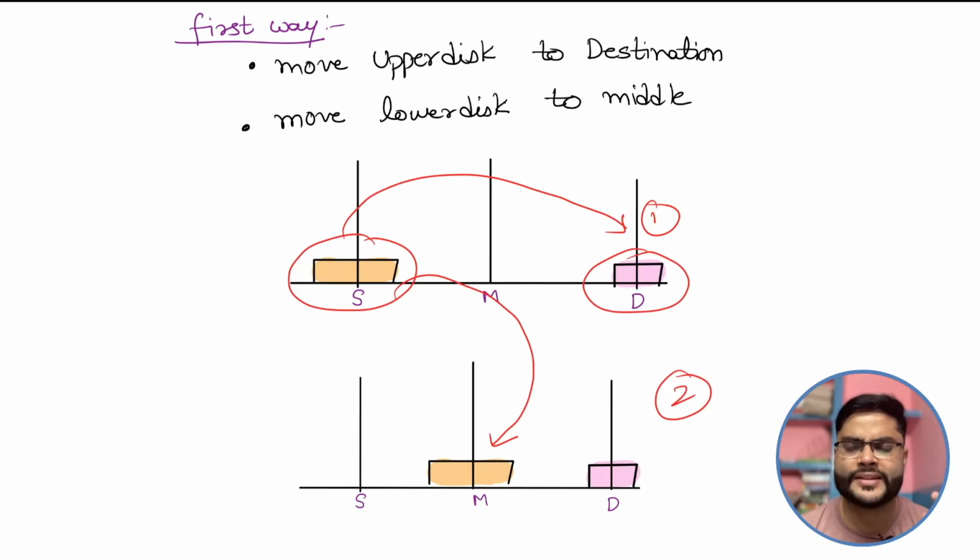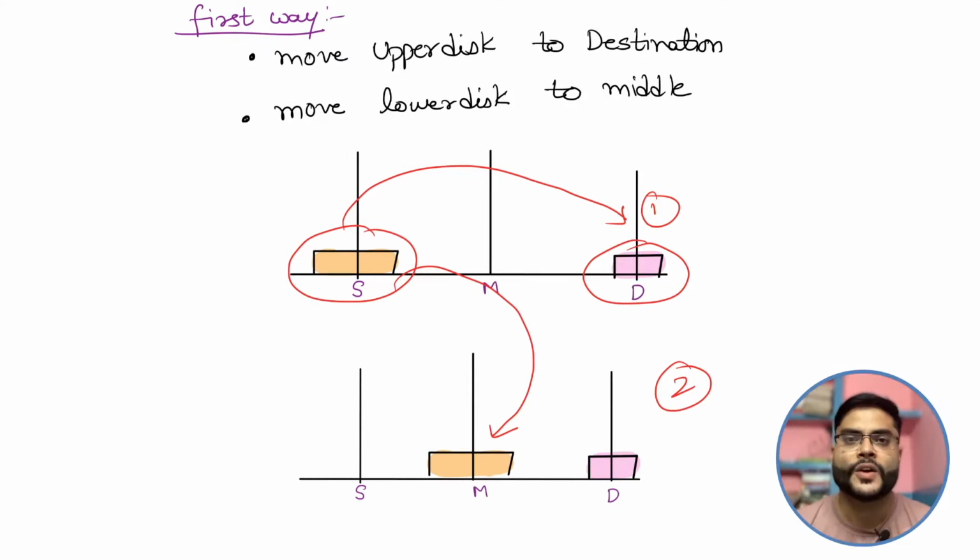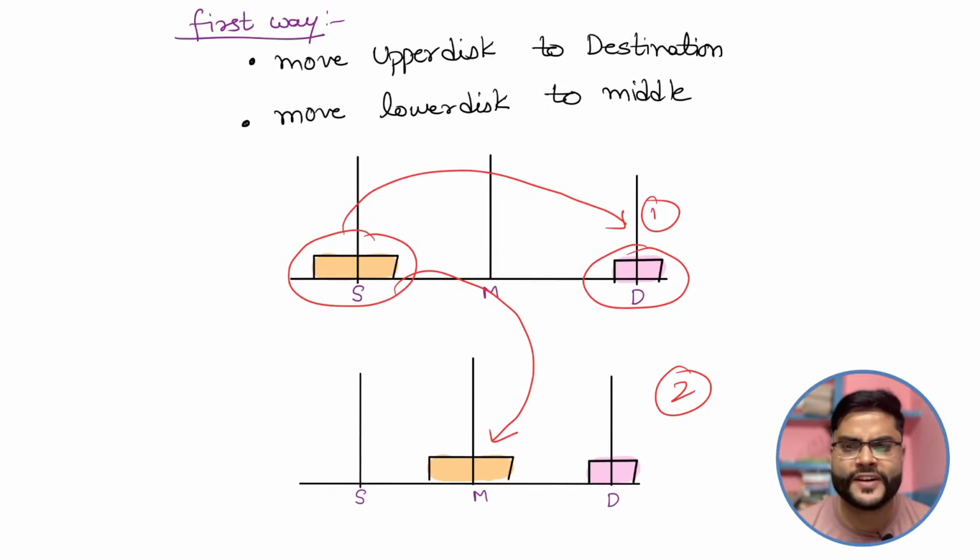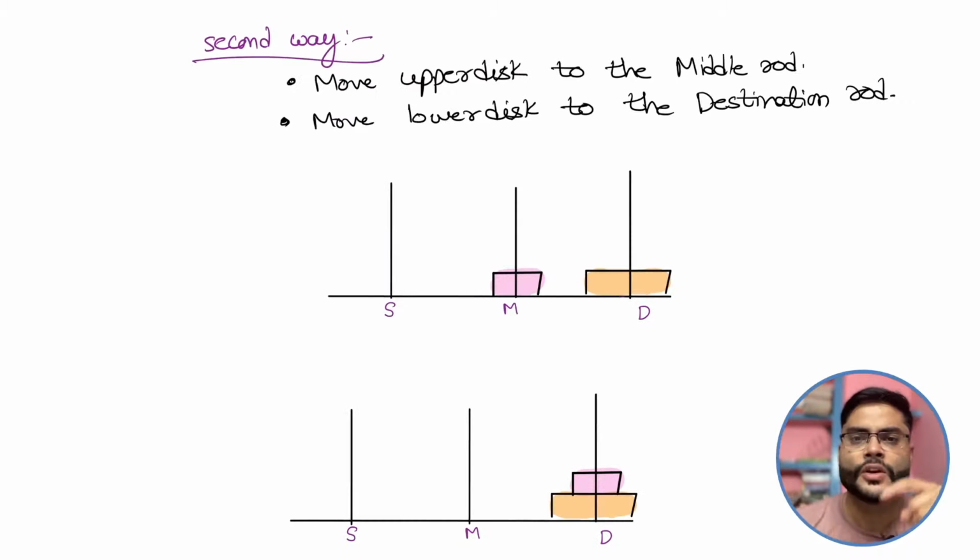Okay, so we are doing nothing special. We are just trying to put our source disks onto the destination in the same format. We are doing manipulations, moving from source to destination, destination to middle, and we are doing that by hit and trial, right? So this was my first way. What I did was move my lightest disk to the destination first. There can be a second way also. In the second way, I can move my lightest disk to the middle first.